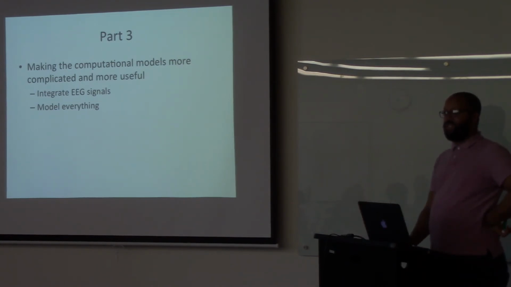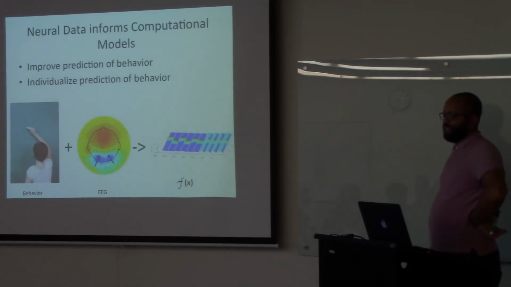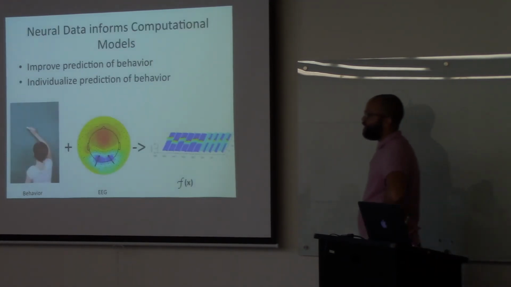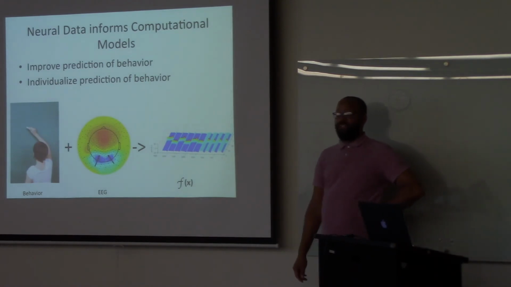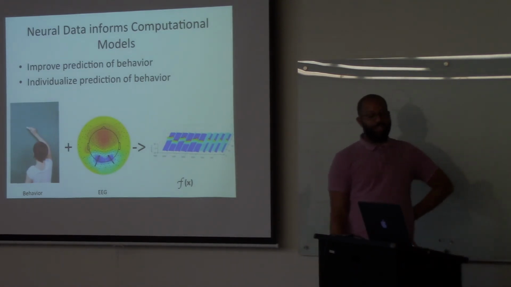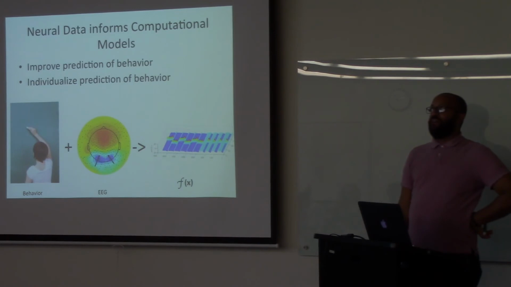And the other thing that we're doing is trying to model everything. And by that, I do mean that somewhat literally. So the first step is using the neural data to inform the computational models. So the approach that I'm taking is that we're modeling the learner. So you can think about this two ways.